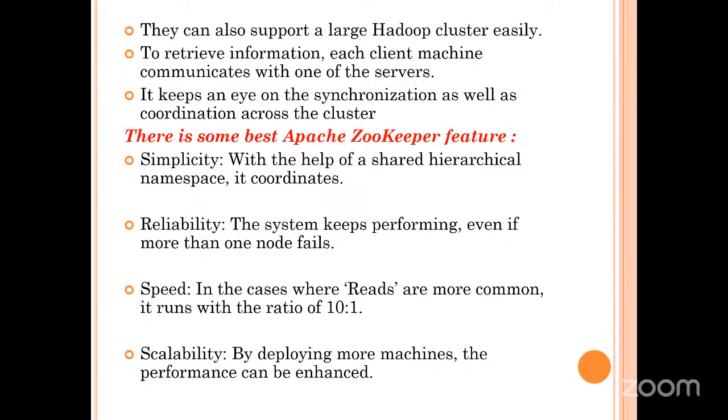So it will take care of the Spark architecture, Hadoop, next, MapReduce, Pig and Hive. It just keeps track of what is going on. Clear? Next, write down speed. It runs with the ratio of 10:1. Next, scalable.